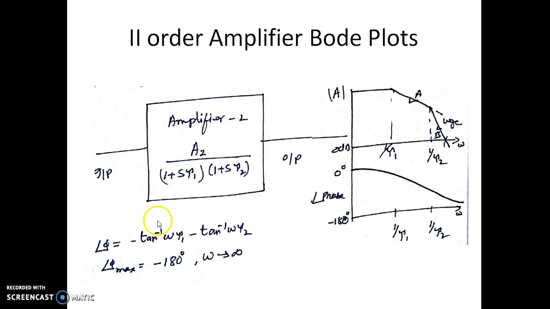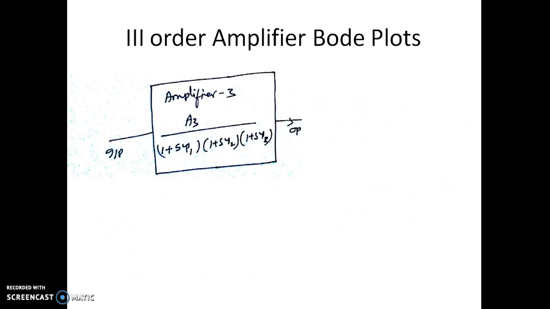Now this is the phase plot. As we know, the phase equation is given by minus tan inverse of omega tau 1 minus tan inverse of omega tau 2. These two terms correspond to the two pole positions, replacing S by j omega. As the value of omega changes from low frequency to high frequency, the phase keeps on reducing from 0 to minus 180 degrees, and there is a maximum phase of minus 180 degrees as omega tends to infinity. So, as omega tends to infinity, the maximum phase we are going to get is minus 180 degrees.